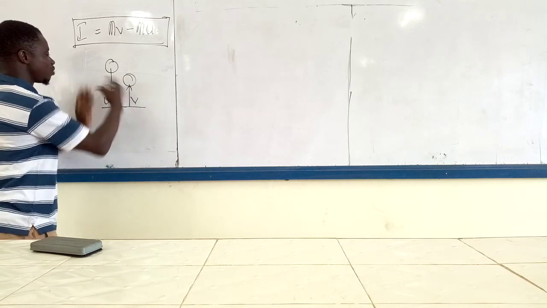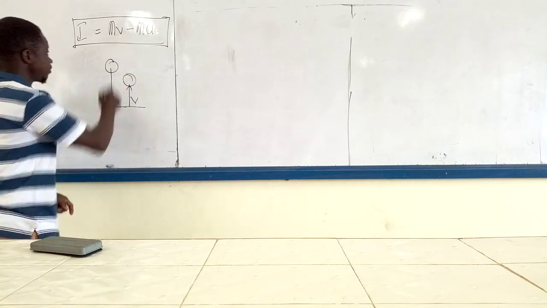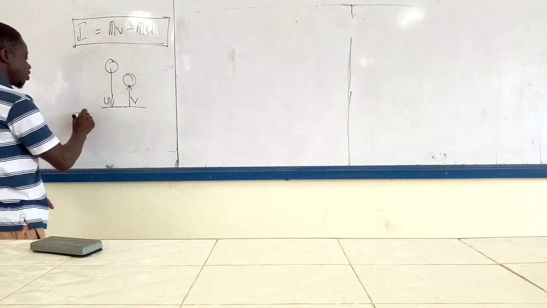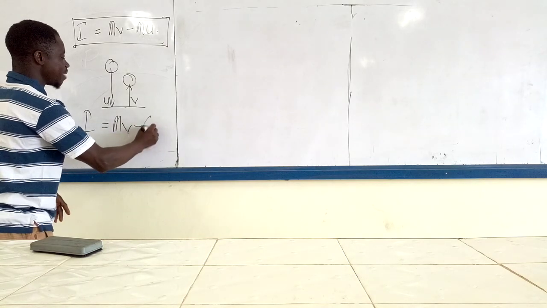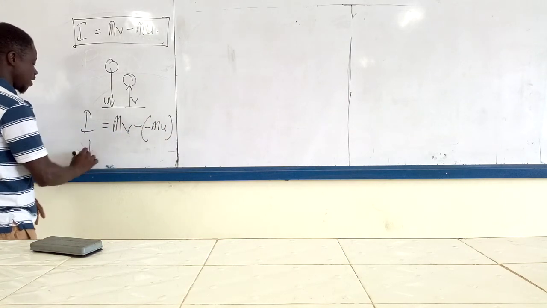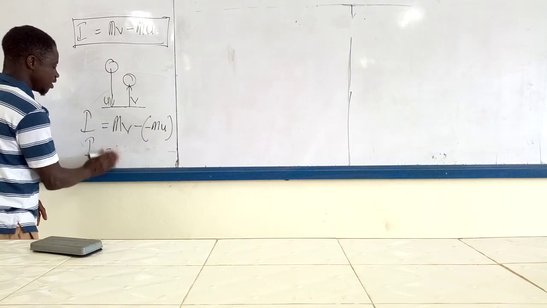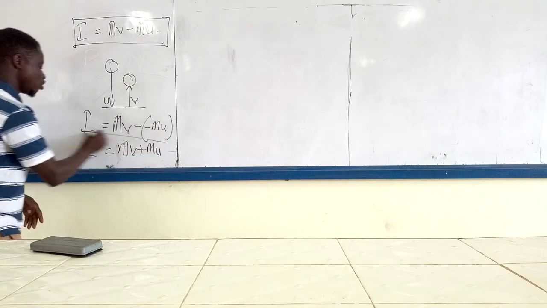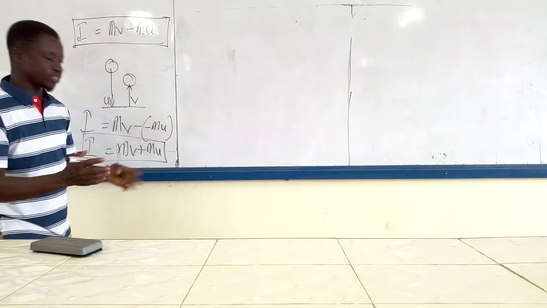In a situation whereby the two of them are in opposite directions, the u becomes negative. One of them is made negative, usually the u. So it becomes I is equal to mv minus into bracket minus mu. Then the I becomes equal to mv plus mu.